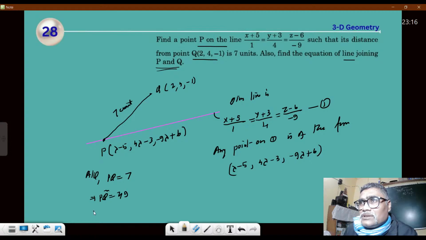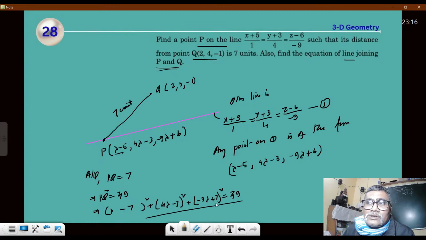And then you use this minus this, that is lambda minus 7 whole square, then this 4 lambda minus 7 whole square, and then this minus this, that is 9 lambda minus plus 7 whole square. This is equal to 49. You solve this entire equation for lambda, and once you get lambda, you will be getting P. Then you find the equation passing through PQ. So you can get it. Good question.